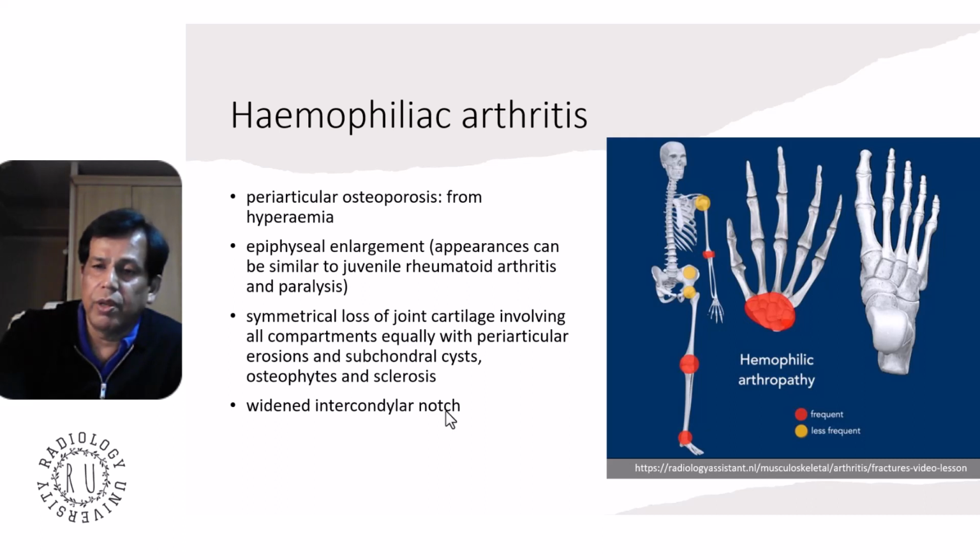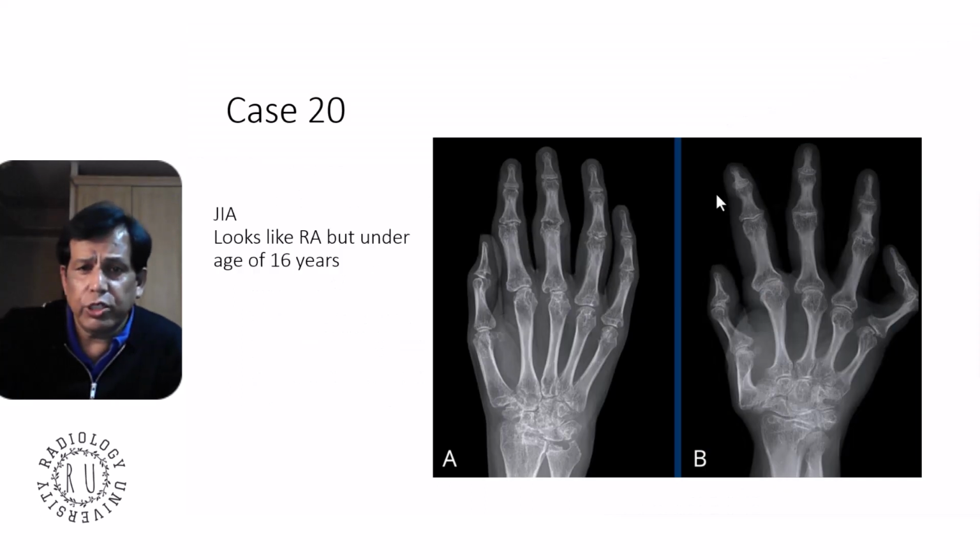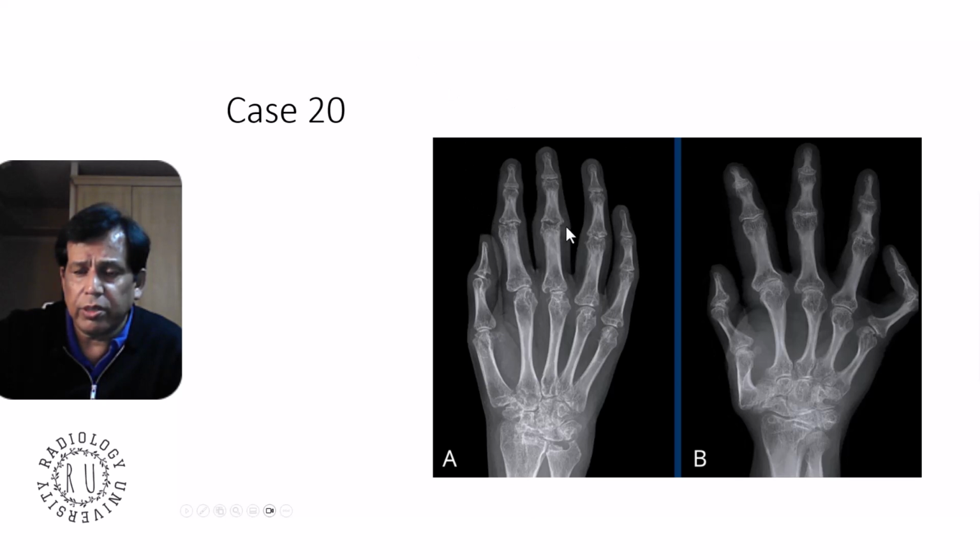So, this is case 20. Have a look. If you look at this case, it looks like proximal and distal involvement. Some of the digits involvement we have seen, with very good periarticular osteopenia and marginal erosions. You can see they look like RA, isn't it? There is erosion of the styloid process, distal radioulnar joint, loss of intercarpal joint space, periarticular osteopenia.